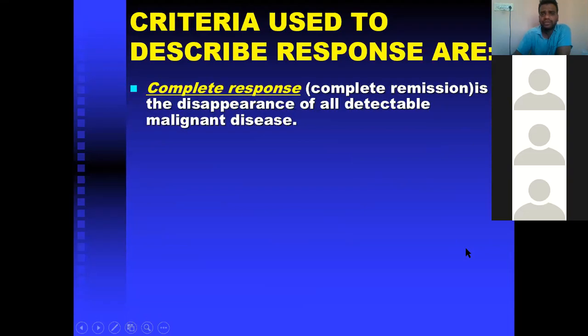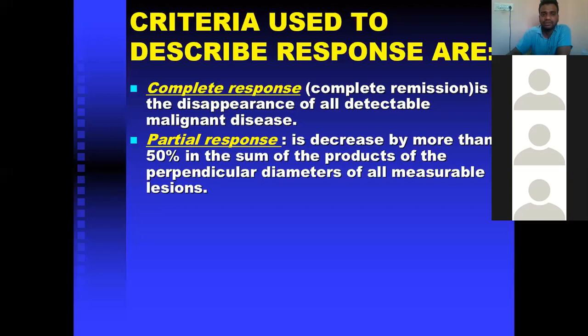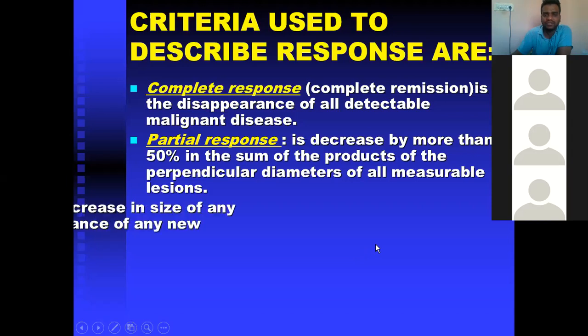So how do we, if you remember the table, how do we pick the responder? In that table we had talked about PR and CR. CR is complete remission, the disappearance of all detectable malignant disease. Partial response is a decrease of more than 50% in the sum of the products of the perpendicular diameters of all measurable lesions. So they measure the perpendicular diameters. If it is at least 50% or more, we call it partial response.